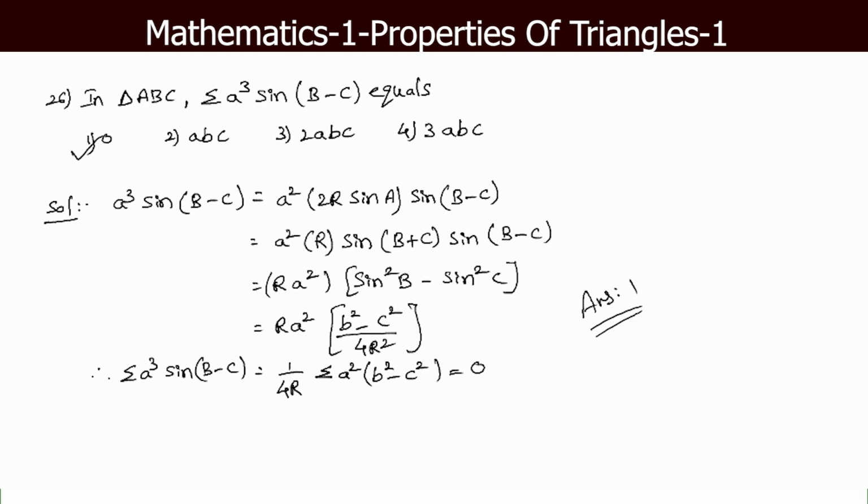Whereas sigma a cubed into cos(B minus C) is 3abc you will get. If you replace sin(B minus C) with cos(B minus C), you will get 3abc as the answer, but that requires a little bit of simplification. So correct option is 1.